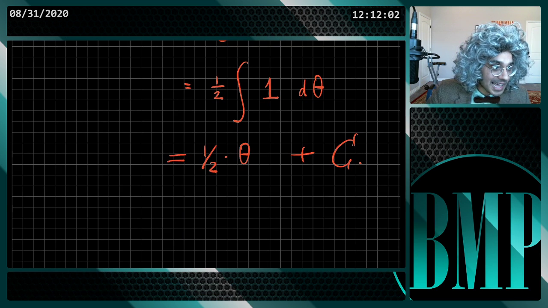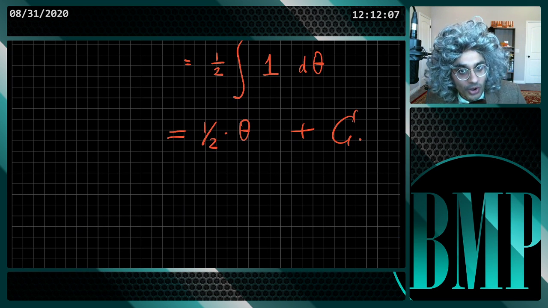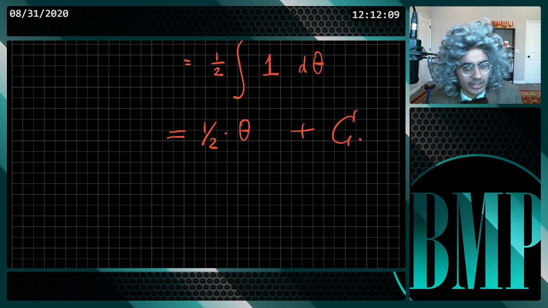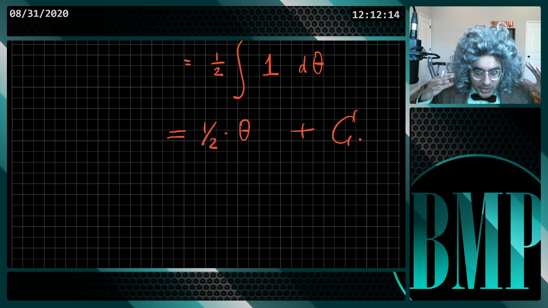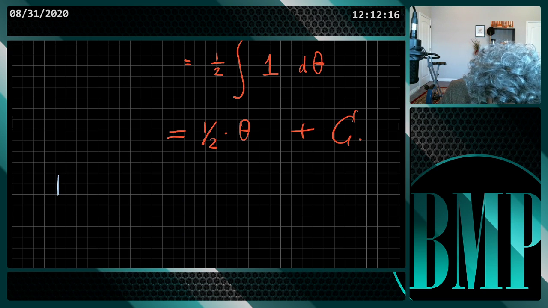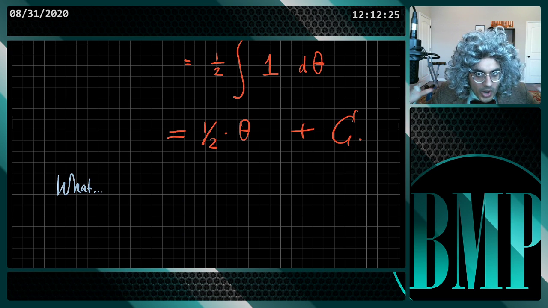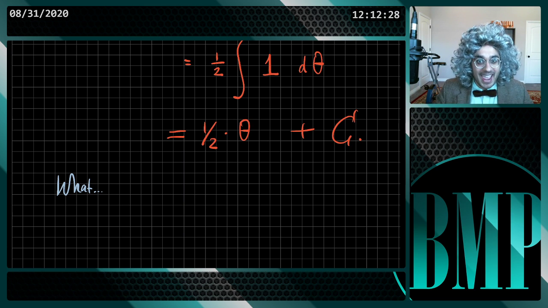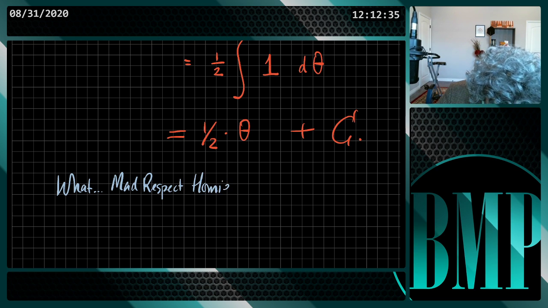Okay, but now class. Are you awake, class? Hey, maybe half of them are students. Hey, students, you guys awake? Okay. What do we do? What must we do? Yes, respect. Mad respect. Homies.